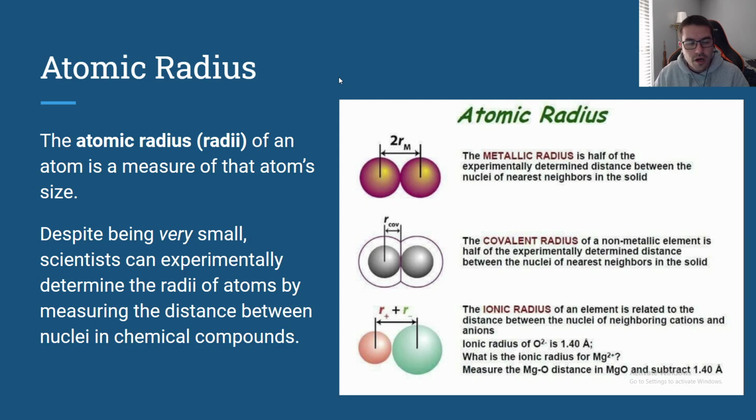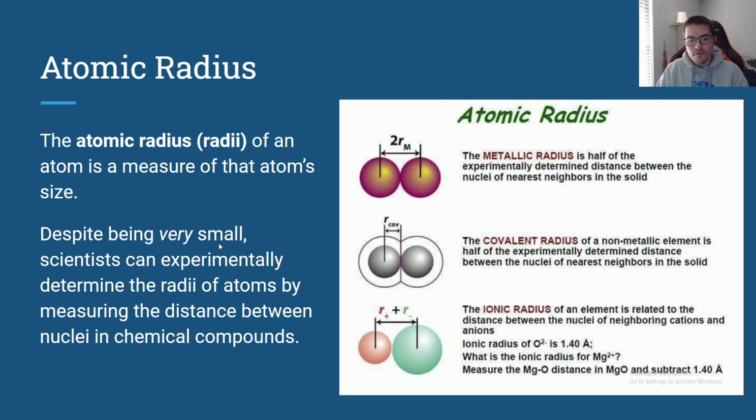Okay, so first thing that we got to talk about is what is atomic radius? Okay, well, atomic radius, or radii in the plural, of an atom is the measure of that atom's size, right? It's basically how big is the atom. I guess technically atomic diameter would be truly like the size, but knowing the radius is essentially the same thing, right? Because 2 radii is equal to the diameter.